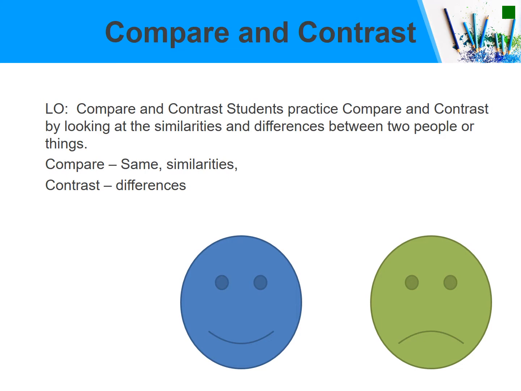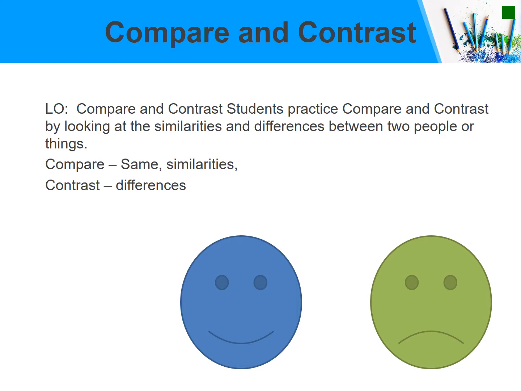We will be telling how people or things are same. Same means you are comparing, and how they are different. Different means contrasting. So compare means you will find out the similarities or something same, and contrast means you will find out what is different.